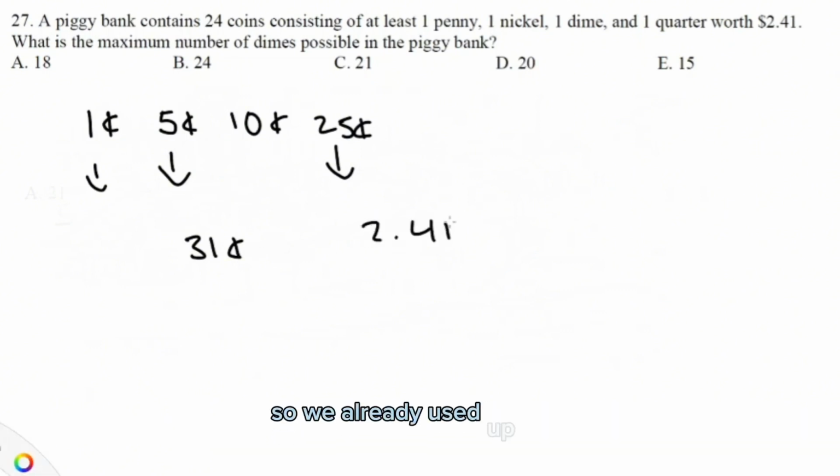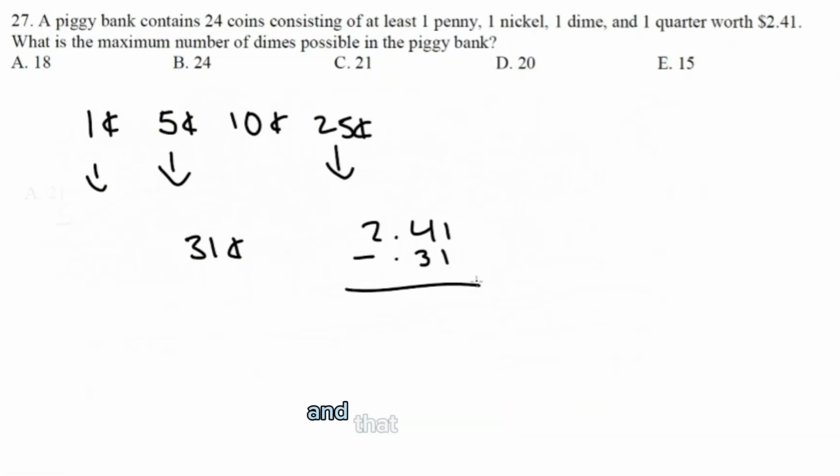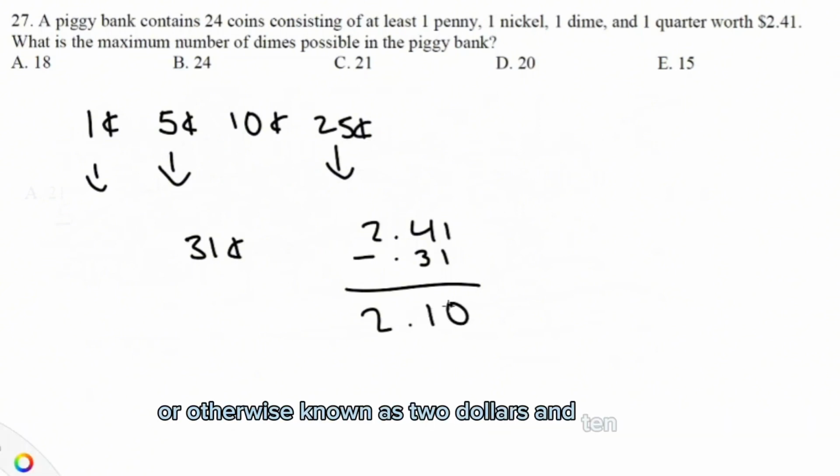So we already used up 31 cents just from the minimum number of penny, nickel, and quarter. So we can subtract this 31 cents from $2.41. So minus 31, and that gets us 2.10, or otherwise known as $2.10.